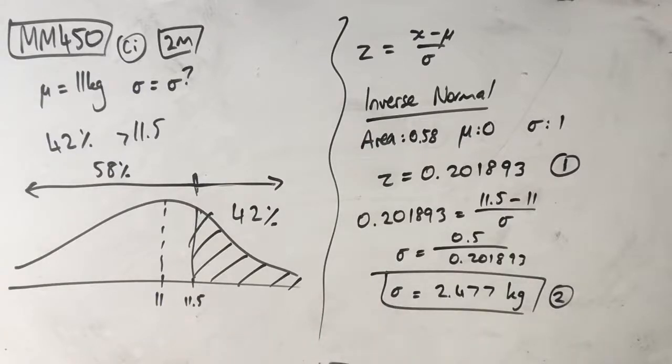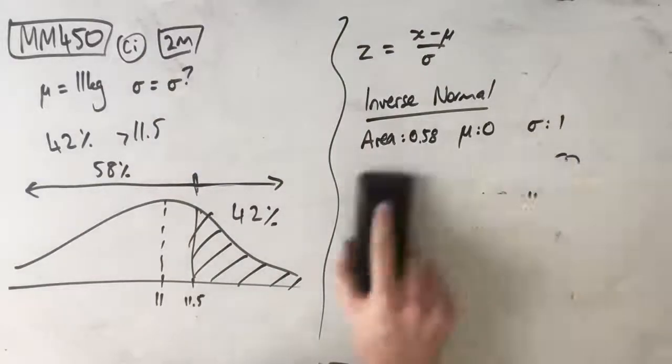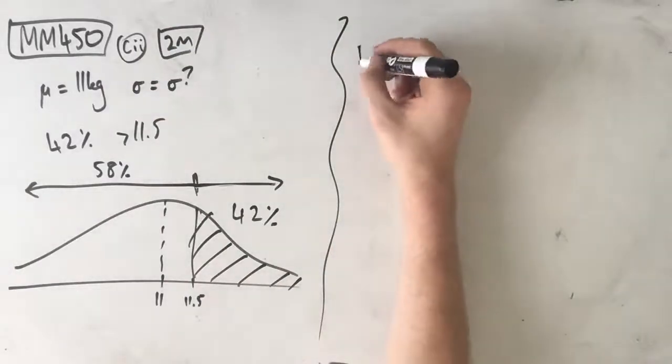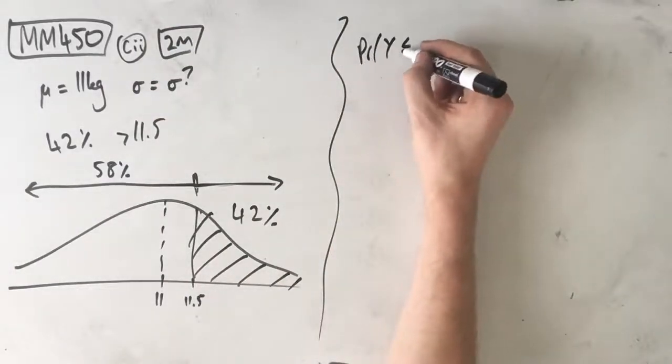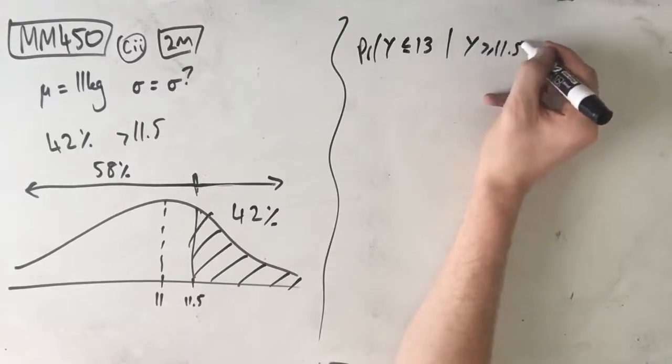So let's move on to part CII. Part CII is, again, a 2-mark question, and we're still dealing with the same context. So it says, find the probability that y is less than or equal to 13, given that y is greater than or equal to 11.5.